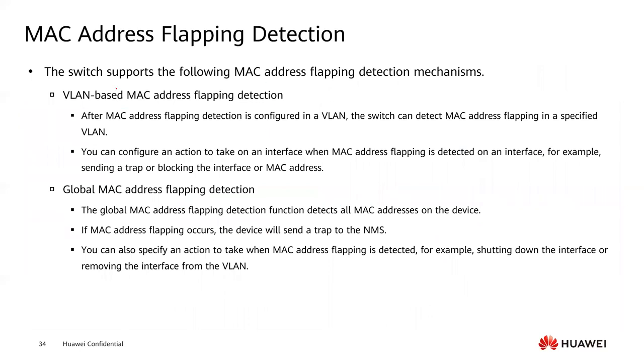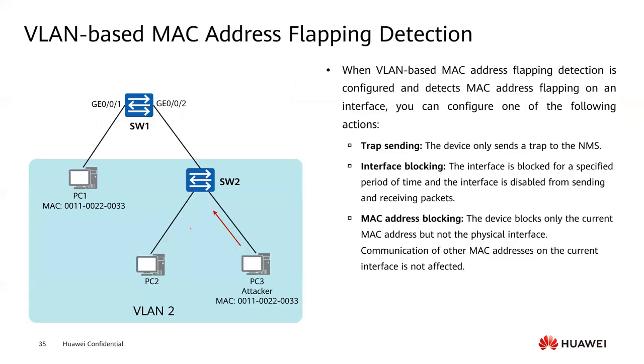So we can say the switch supports the following MAC address flapping detection mechanisms. The first one is VLAN-based MAC address flapping detection, and the other one is global MAC address flapping detection. What does that mean? For the first one, MAC address flapping detection only works inside the VLAN. If the same MAC address appears in different VLANs, it will not be considered MAC address flapping. And what is global MAC address flapping? It means that if the same MAC address appears in different VLANs, it will be considered MAC address flapping. So that is different.